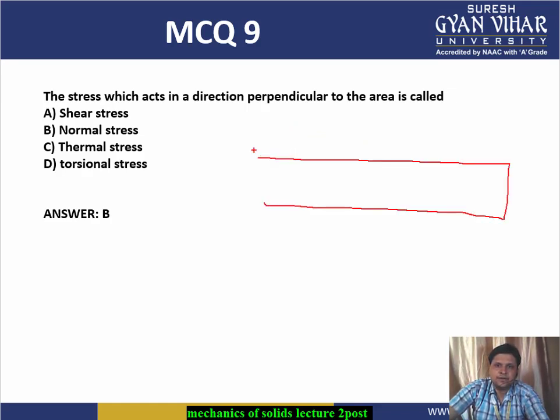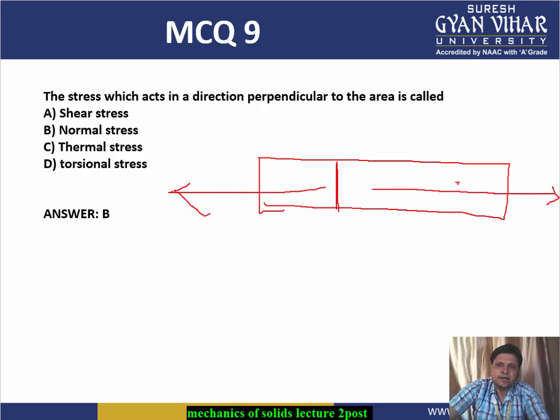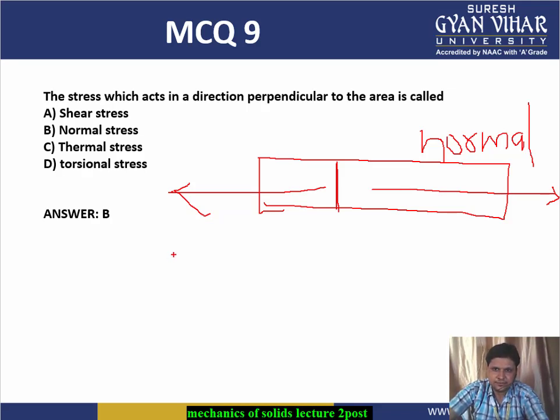Now see, if stress acts perpendicular to the area, means if this is the area, if stress acts in this direction or this direction, then in that case we say that the stress is normal stress. So a stress which is perpendicular to the cross sectional area is known as normal stress. Tensile stress and compressive stress, they are normal stress because they act perpendicular to the concerned area. So option B here, option B is your correct answer.